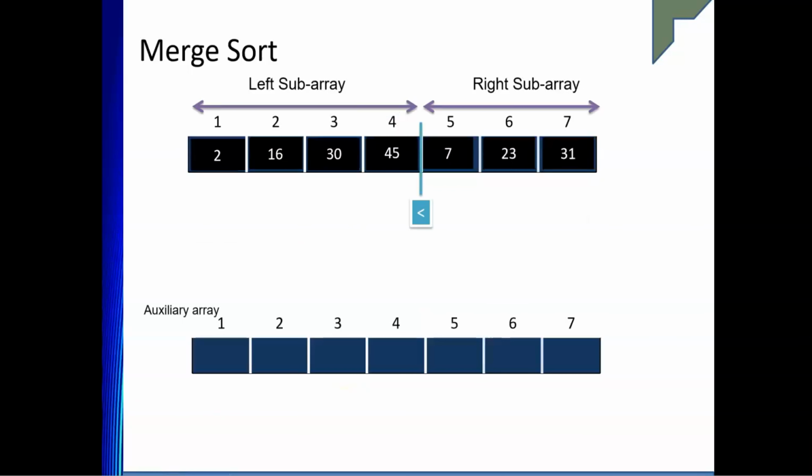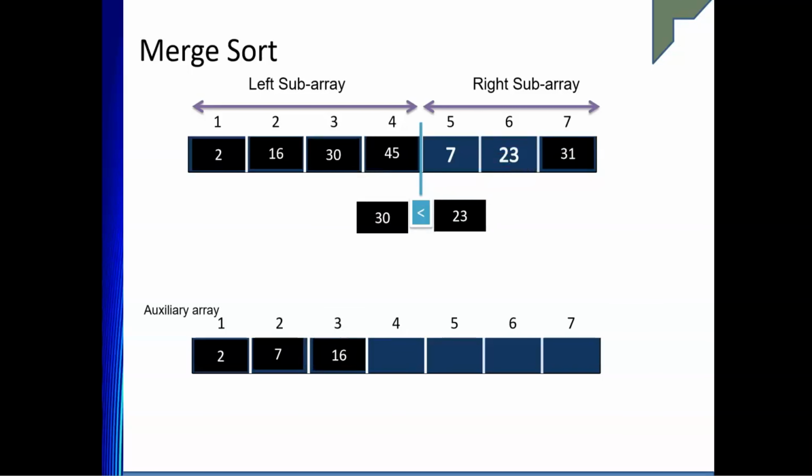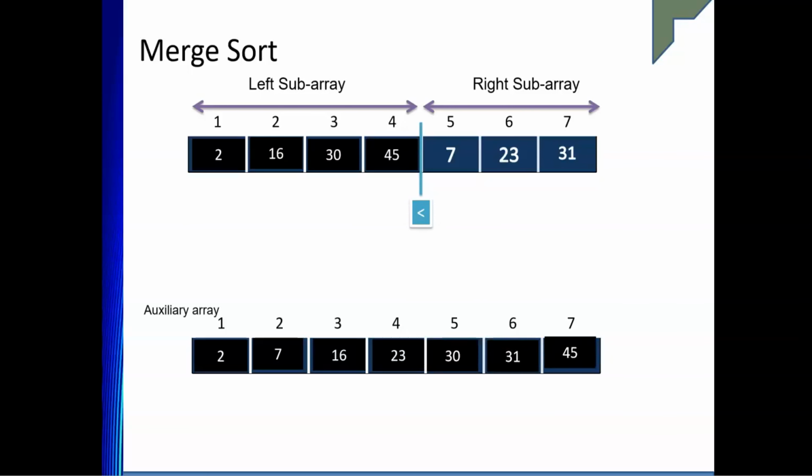So now, is 2 less than 7? Yes, so I got 2. Is 16 less than 7? No, so I will put 7 now. Then 16 less than 23? Yes, I got 16. Then is 30 less than 23? No, so 23. Is 30 less than 31? Yes, so we have 30. Then is 45 less than 31? No, so we have 31. Then we have 45, the remaining element.